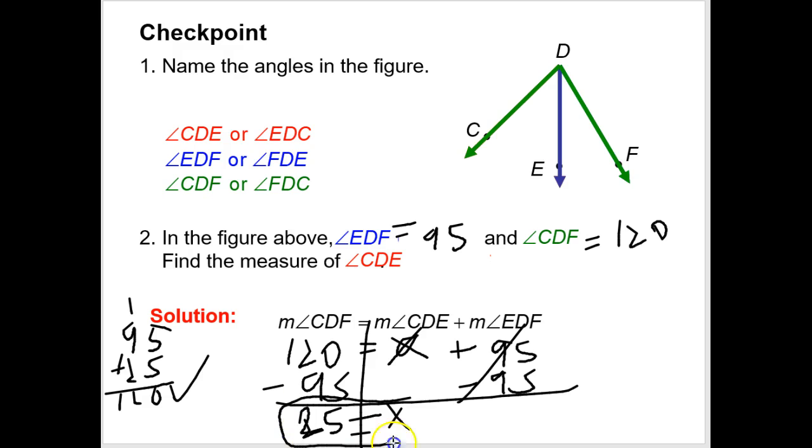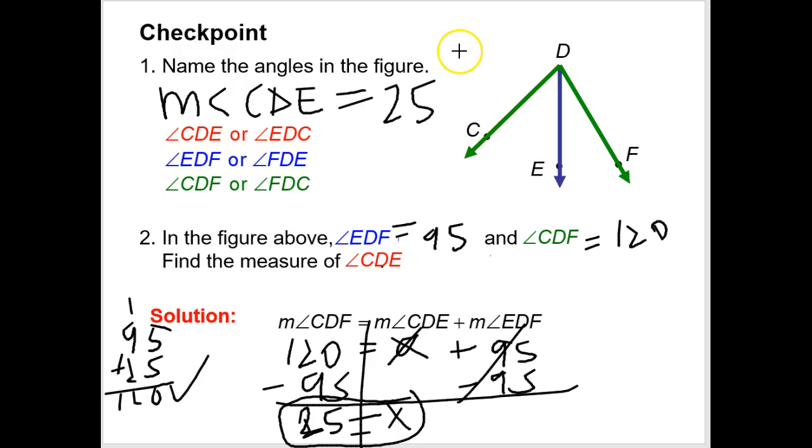We can't write our answer like this. That's the only thing. We have to say the measure of angle CDE is 25 degrees.